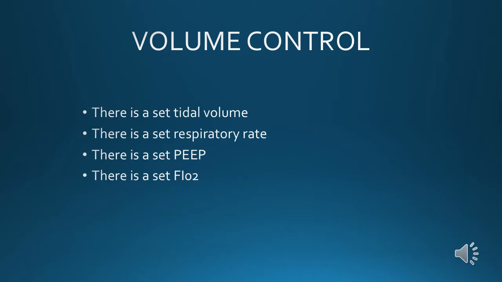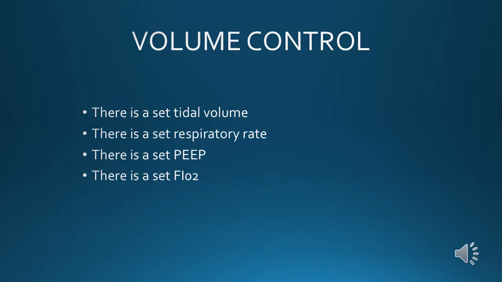Above, what you're seeing on this slide is the most common parameters that you're going to set in volume control. Now, there are other parameters that need to be set. There's a lot of different settings depending on which ventilator you're using. Some have more, some have less, but these are the most common settings that you're going to hear when you're doing rounds with physicians. So we're going to try to keep it familiar with the basics.